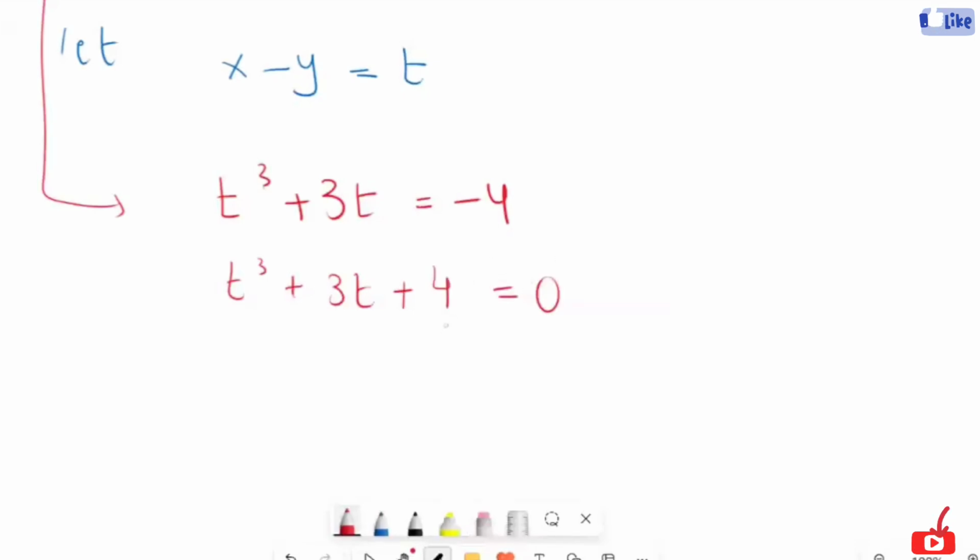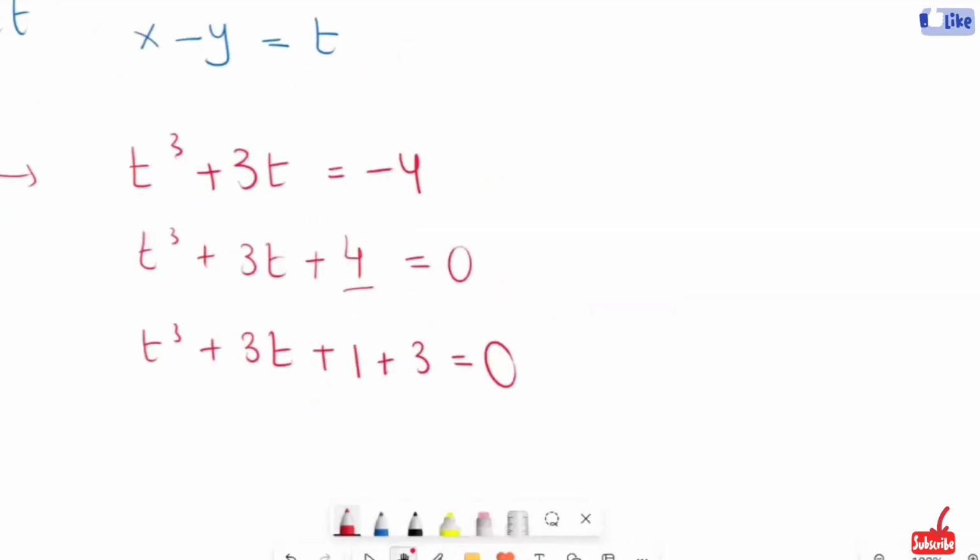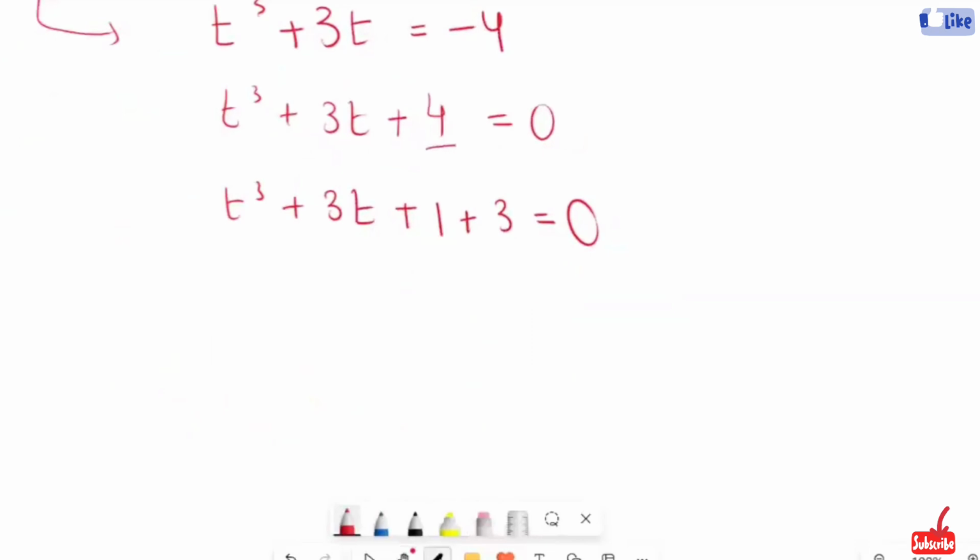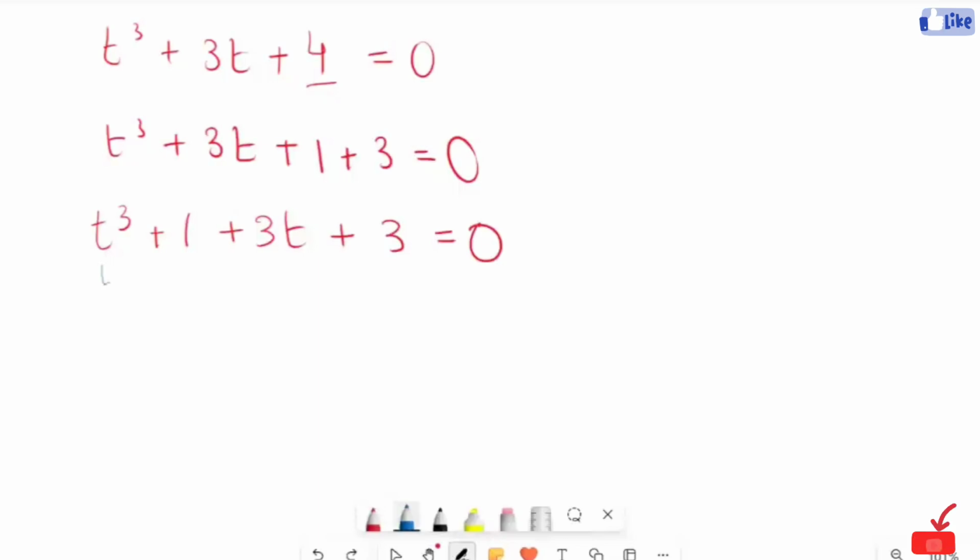Now I'm going to write this 4 in this form: t³ + 3t + 1 + 3 = 0. Now I am going to rearrange it: t³ + 1 + 3t + 3. Now here I am going to apply the perfect cube formula.